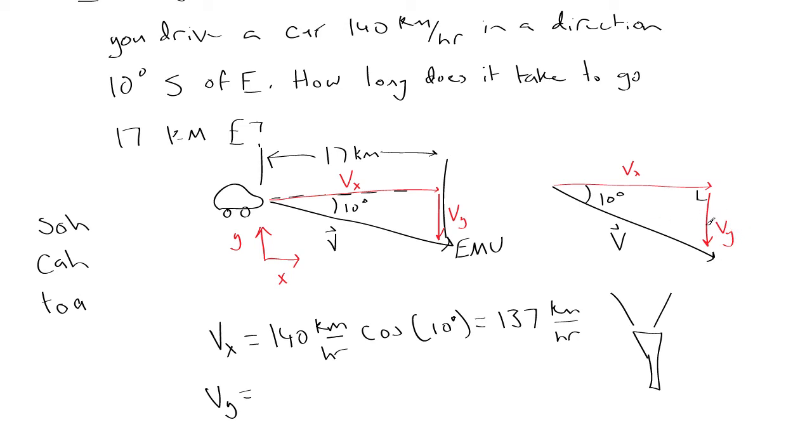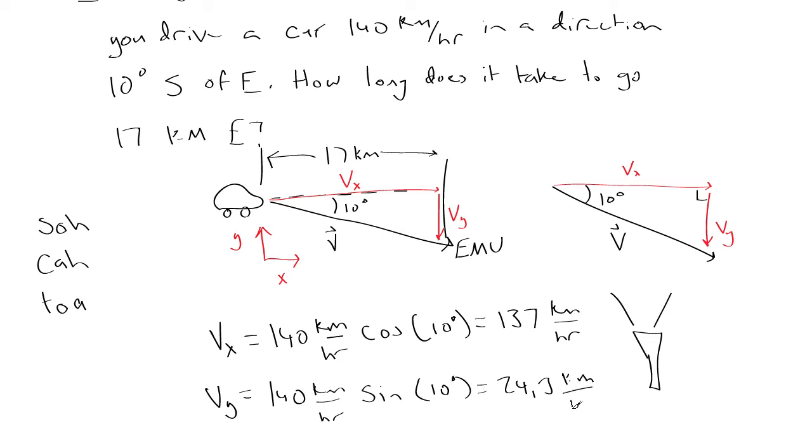I can do a similar thing in the y direction. My y direction is the side that is opposite to my 10-degree angle. If it's the opposite angle, I'm going to use the opposite and the hypotenuse. Then I need to use the sine. So the equation is going to be 140 kilometers per hour times the sine of 10 degrees. And then if you do the math for that, you'll find that the answer is something like 24.3 kilometers per hour.